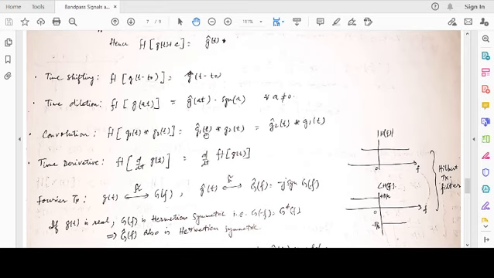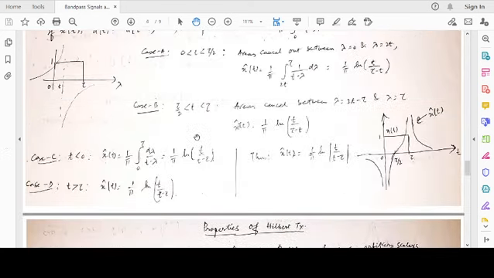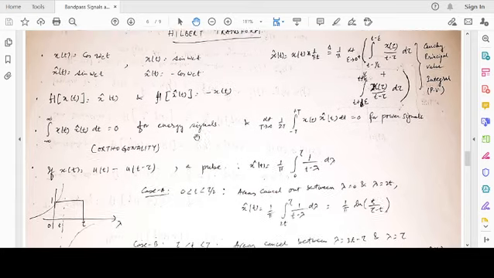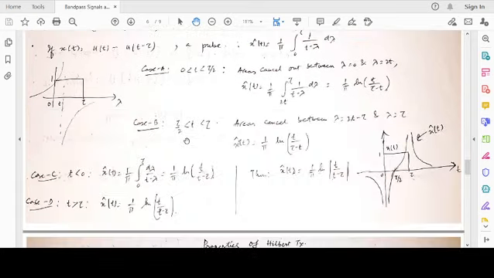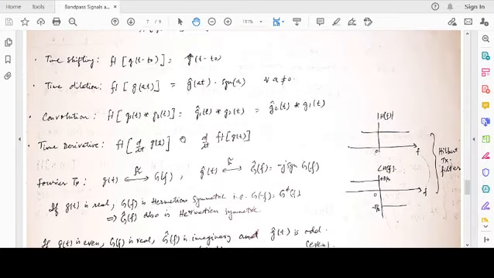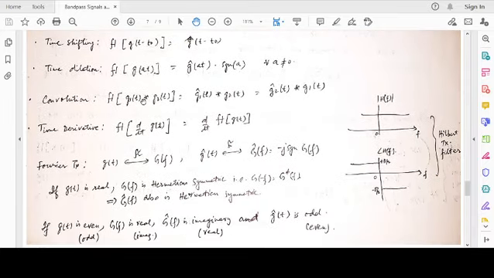So it's G1 cap convolved with G2, or G2 cap convolved with G1. The idea is very simple. What does the Hilbert transform do? The Hilbert transform is basically some kind of convolution with the function 1 by pi t. X cap is x(t) convolved with 1 by pi t. So G1(t) convolved with G2(t), its Hilbert transform is G1(t) convolved with G2(t) convolved with 1 by pi t.